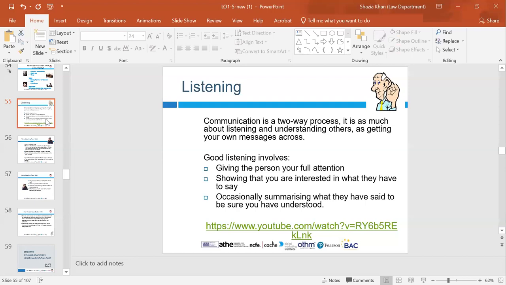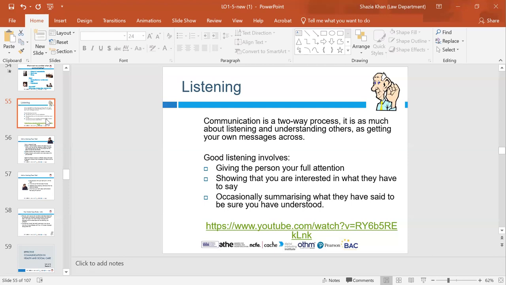So communication is a two-way thing. It is as much about listening and understanding others as getting your own messages across. Good listening involves giving the person your full attention, showing that you are interested in what they have to say, and occasionally summarizing what they have said to be sure that you've understood. It shows that you are acknowledging the person and that you are engaged in the conversation.